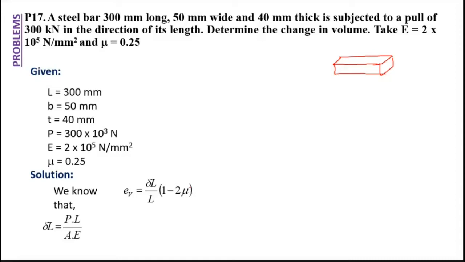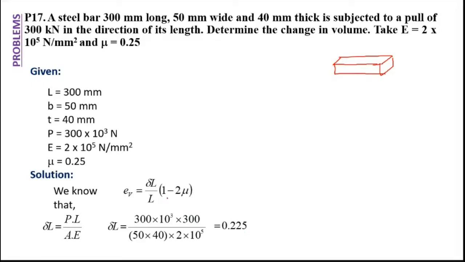So what I am going to do is I want to identify what is my del L. Right? If I identify what is del L, then all the other values are known. So L is known, mu is known, we can solve everything. Del L, we know the formula: PL by A. So what is my A? A is 50 into 40. So simple. So del L will be 300 into 10 power 3 into 300 divided by 50 into 40 into 2 into 10 power 5. Right? When I apply, I'll get my change in length, which is 0.225.